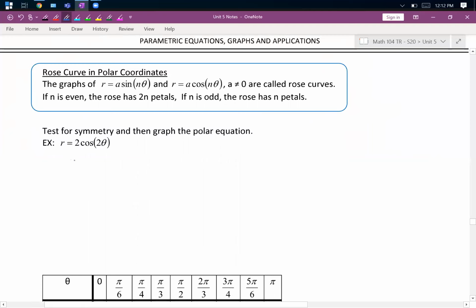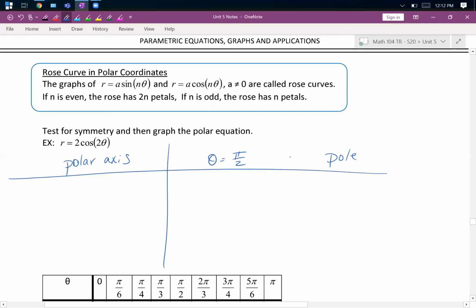Oh, polar axis. Theta equals pi over 2, and then our pole. So for our polar axis, we're replacing theta with negative theta. But we know with cosine, that negative kind of just disappears with our negative angle identity. We've gotten our original back, so this is a yes for sure.